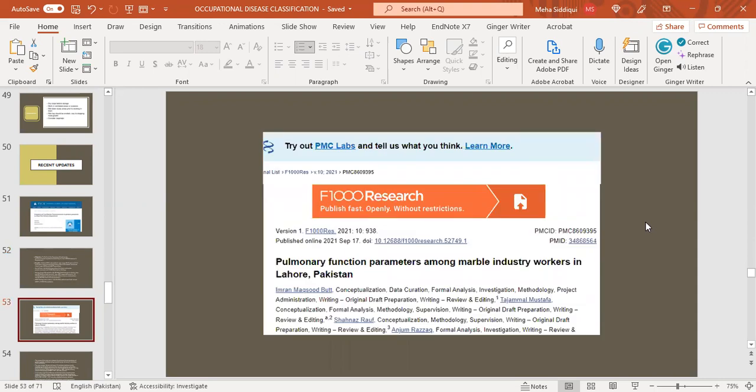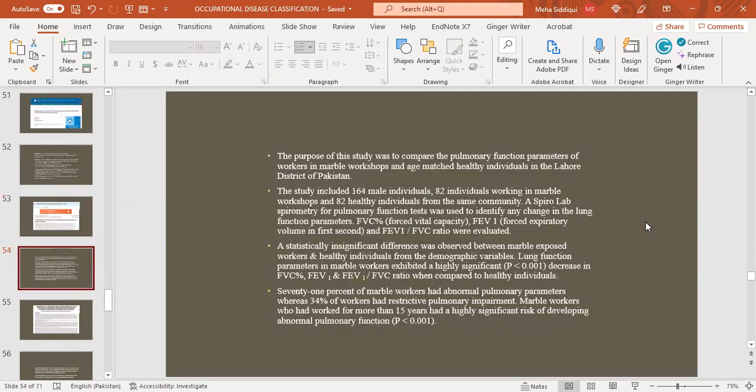Then this is another study done in Lahore, that is pulmonary function parameters among marble industry workers. The purpose of this study was to compare the pulmonary function parameters of workers in marble workshops and age-matched healthy individuals in the Lahore district of Pakistan. The study included 164 male individuals, 82 were working in marble workshops, while 82 were healthy individuals from the same community. Spirometry for PFTs was done to identify any change in the lung function parameters: forced vital capacity, forced expiratory volume in the first second, and FEV1 over FVC ratio were evaluated.